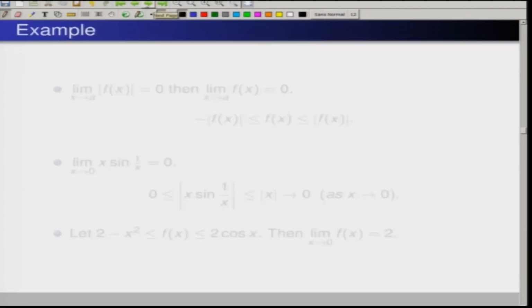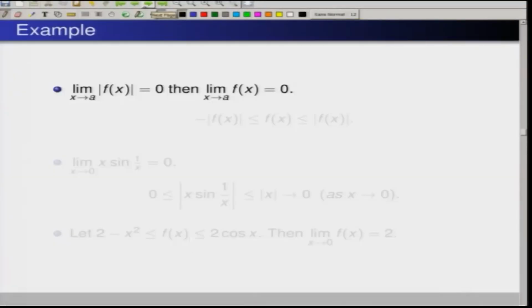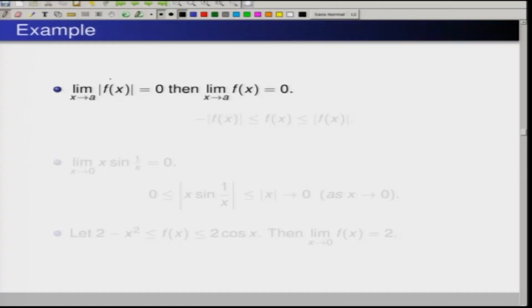Let us see some very useful examples of this sandwich theorem. If the limit of |f(x)| as x goes to a is equal to 0, then the limit of f(x) as x goes to a is equal to 0. As we know, |x| is equal to 0 if and only if x is equal to 0, and the limit also satisfies this property.